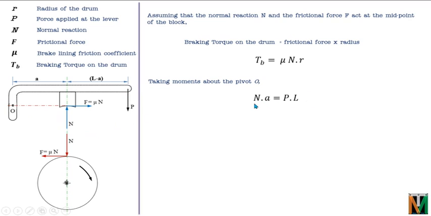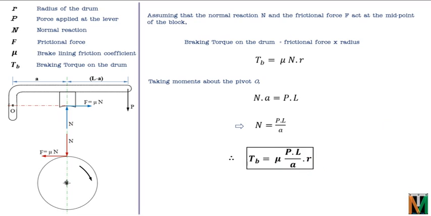So from here we can calculate N as PL upon A. Now we will substitute this value of N in this braking torque. So we'll get the final equation for the braking torque as TB is equal to mu PL R upon A, right? So this is how we carry out the analysis of a brake to calculate either the braking torque or the load applied P. P can also be calculated from here.